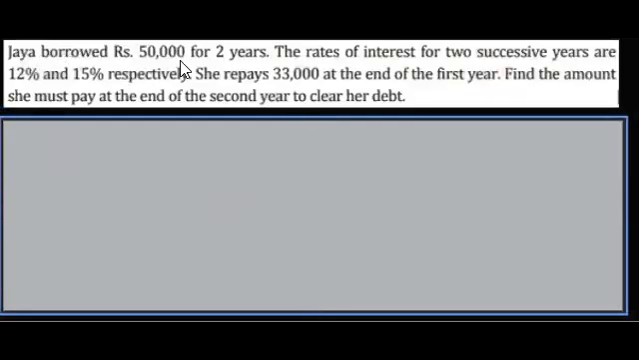Jaya borrowed rupees 50,000 for 2 years. The rates of interest for two successive years are 12% and 15% respectively. So for the first year, the rate of interest is 12%, and for the second of the 2 years, the rate of interest is 15%.